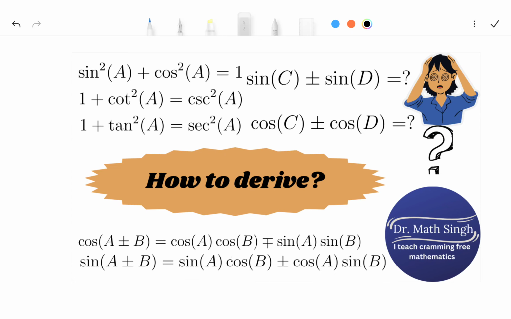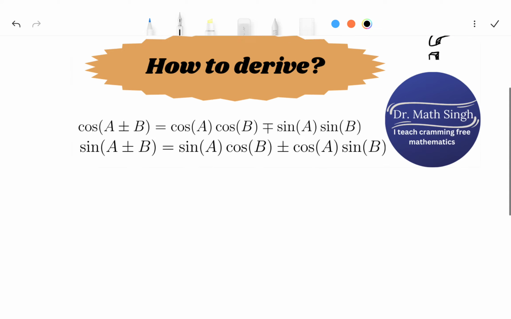Hello everyone. In this video we will derive all these formulas which are written here. So let us see how we derive. First I want to introduce some basics of trigonometry. In trigonometry there is a 90-degree angle triangle. This is called base, this is called perpendicular and this is called hypotenuse.